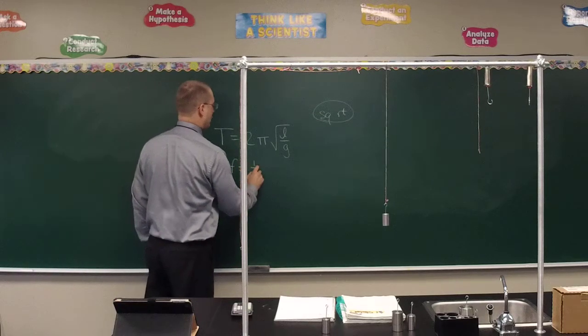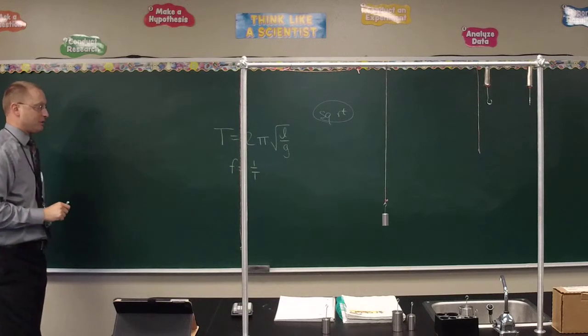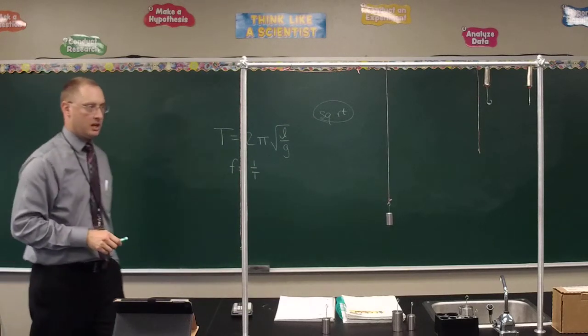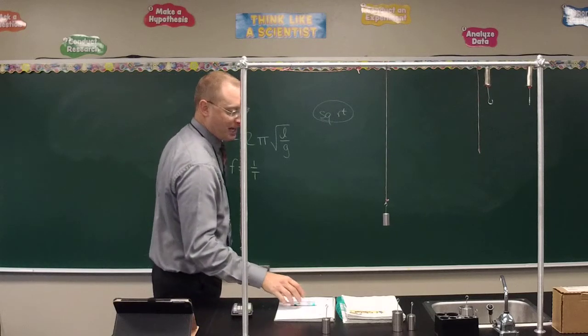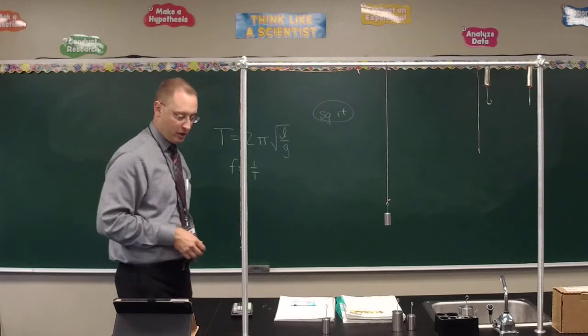And if you wanted to, you could note that frequency still equals 1 over T. F still equals 1 over T. Frequency of oscillation. How many oscillations per second? Well, that's the reciprocal of the period.